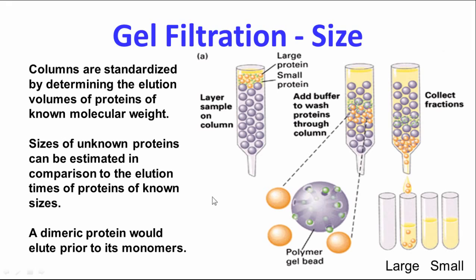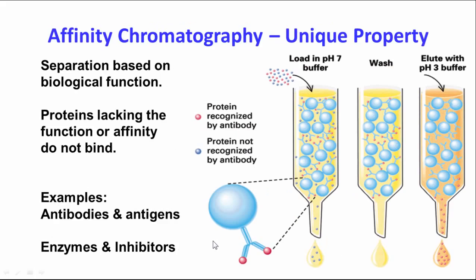Now, purification-wise, this is not a very useful technique because a lot of proteins have very similar sizes, and the resolution of this is not great unless you have extremely long columns. But you can use long columns, and you can calibrate them with proteins of known molecular weight and then estimate the molecular weight of your protein. For example, a dimeric protein would elute prior to its monomers.